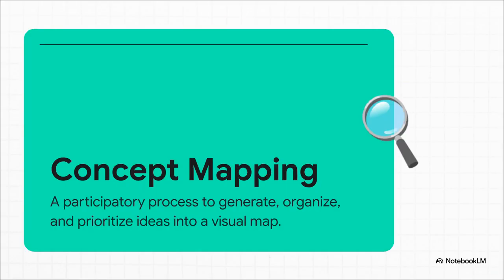This is exactly where concept mapping comes in. And look, this isn't just another brainstorming session. It's a really rigorous, structured process. The key words to remember here are participatory, because it involves the group every single step of the way, which helps build consensus, and visual map, because the end result isn't some long, boring report. It's a clear, intuitive picture of what the group is thinking, together.